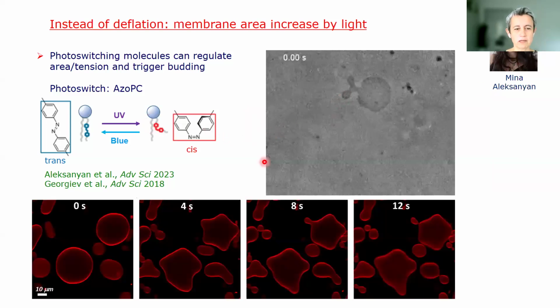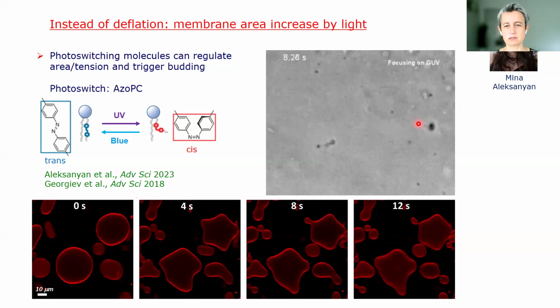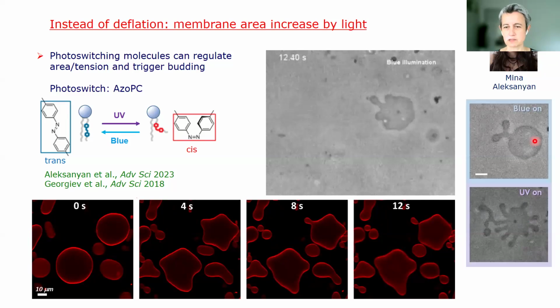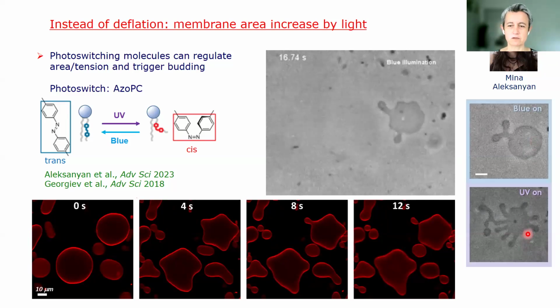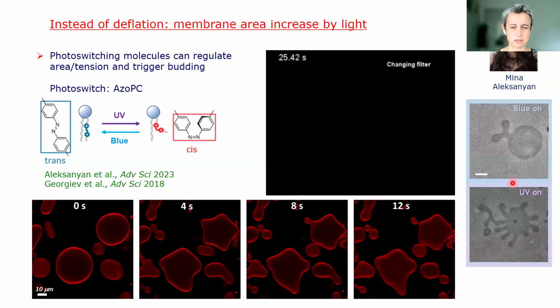So when you shine UV light on such vesicles, they increase in area, and then you can shine blue light and this reverses. And this is one movie here showing a very special vesicle that when you shine the UV light, it undergoes this transformation, which is completely reversible when you shine the blue light. So why am I telling you about these membranes?